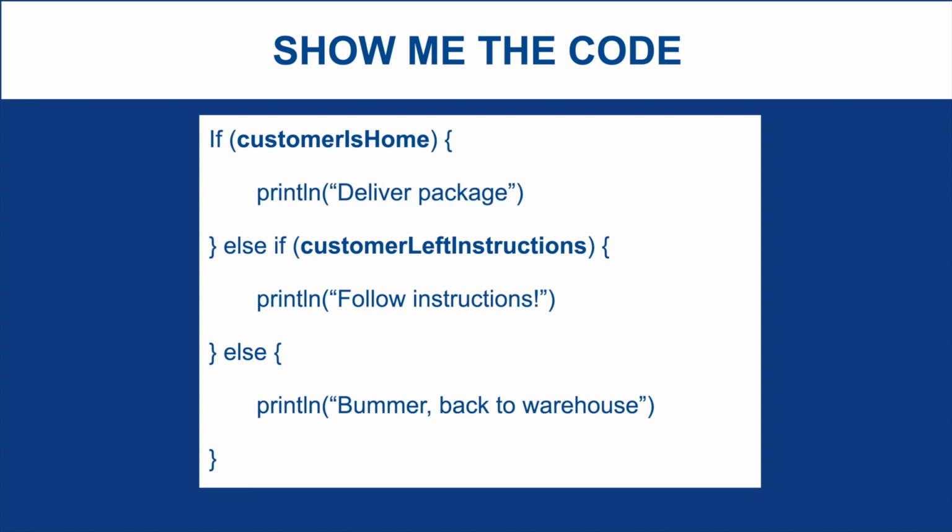This is Kotlin. So once again, if the customer is home, we deliver the package. Oh, bummer, the customer is not home. Okay, well, else if customer left instructions, which is a true or false thing. If it's true, follow instructions. If it's false, go to the very last branch. What I mean by branch is, as you can see here, we have these three sections, the three different print line statements. And when I say branch, that's actually what I'm referring to. So if those two variables up there are both false, it evaluates to the very last thing, and then it says bummer, back to warehouse.